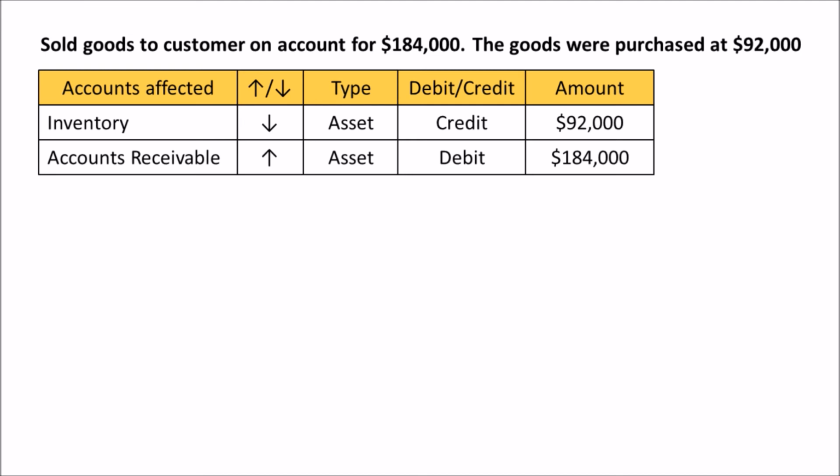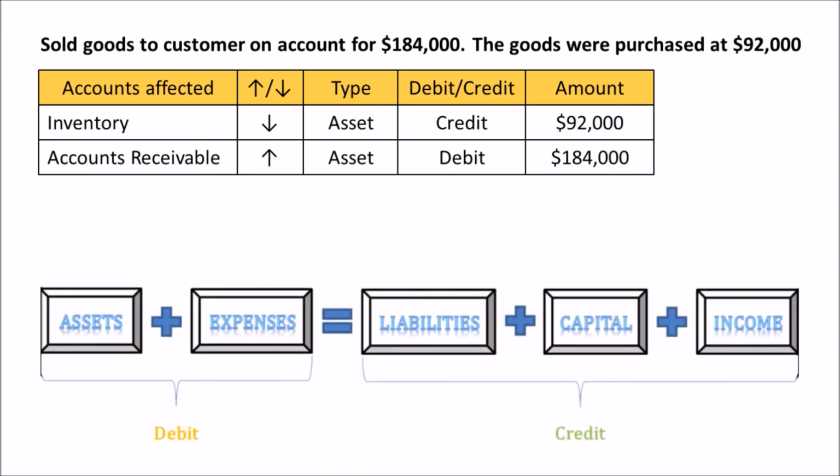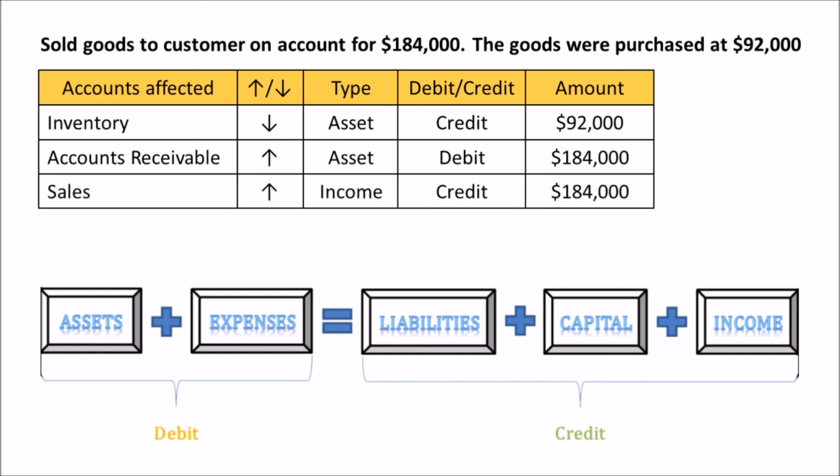Think about it. Why did the accounts receivable increase? It is because the business sold something to the customer, and by doing so, profits will increase. Specifically, income will increase. We call this income sales, which is the income generated from selling goods to customers. Maybe now we should refer to this diagram or the expanded accounting equation instead. You will notice that income is a credit nature account, and an increase in income is a credit entry. We will credit sales by $184,000 as this is the amount the business charged its customer.